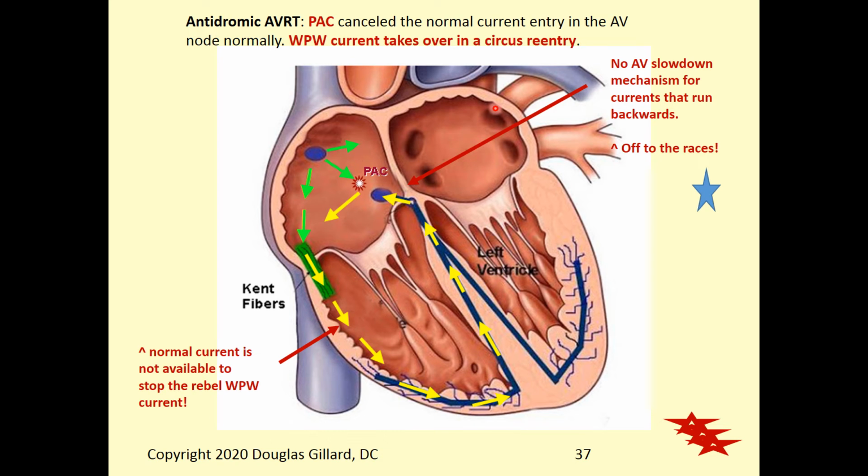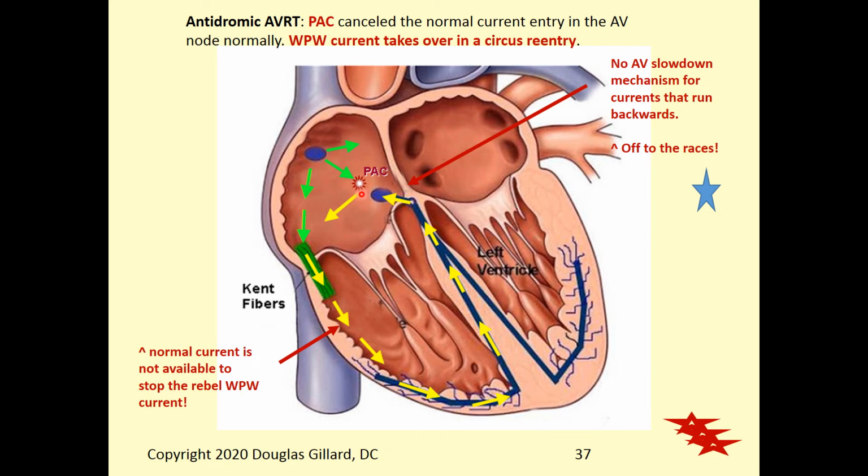This is over here in Bachmann's bundle. This one normally would turn, maybe head toward this. Yeah, but there's nobody to stop the rebel current. And maybe this is really fast Kent fibers. And no collision occurs, and these guys get into the Purkinje system, and now they can go backwards pretty darn fast. And there's nobody stopping. There's no slowdown. The AV node does not work going backwards. And it pops out here, and you might as well make this the SA node.